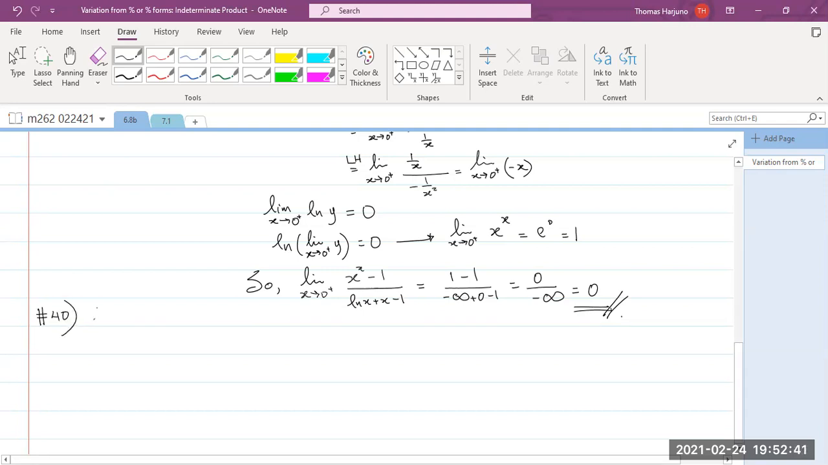The limit as x approaches a from the right-hand side of cosine x times natural log of (x minus a) over natural log of (e^x minus e^a).